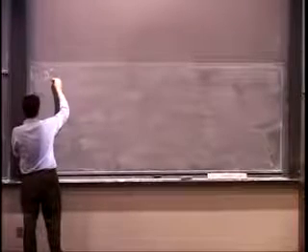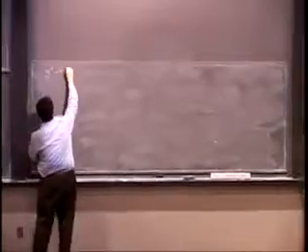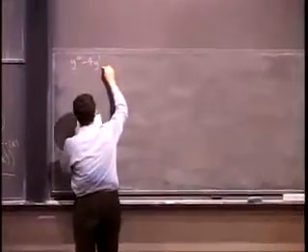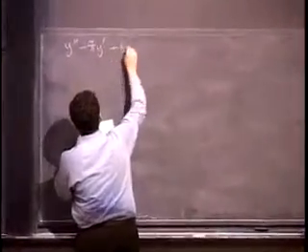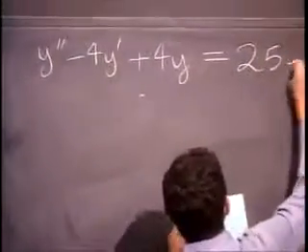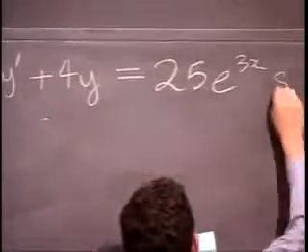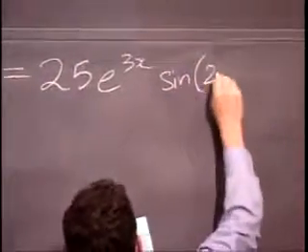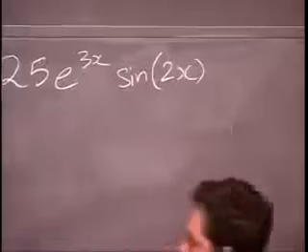All right. Here's an example. y double prime minus 4y prime plus 4y equals 25 e to the 3x sine 2x. All right. Okay, well, how do we do it?